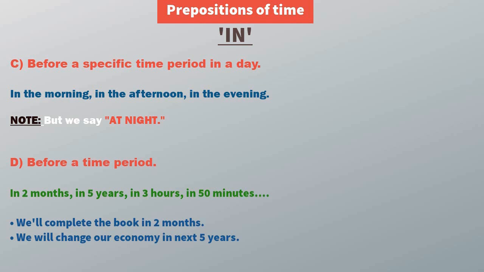Okay, we've already talked about a time period, but here we are not going to use the specific month or year. We are simply going to use months or days or years, right? Like in 2 months, in 5 years, in 5 hours. I will complete the book in 2 months. In 2 months means within this time period.